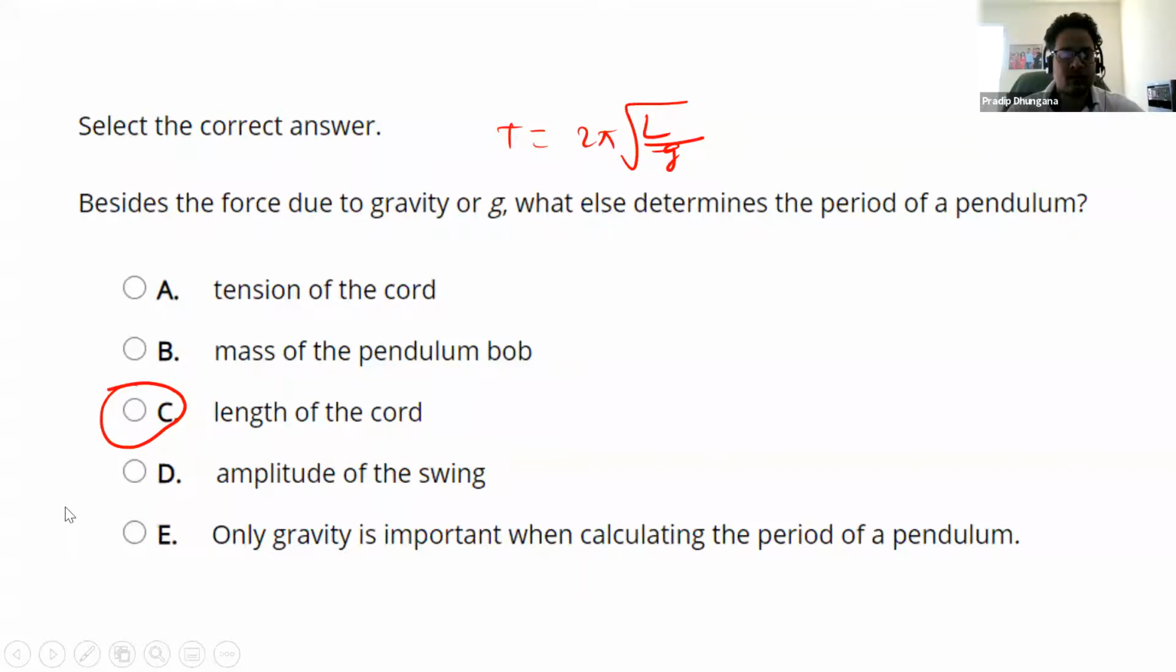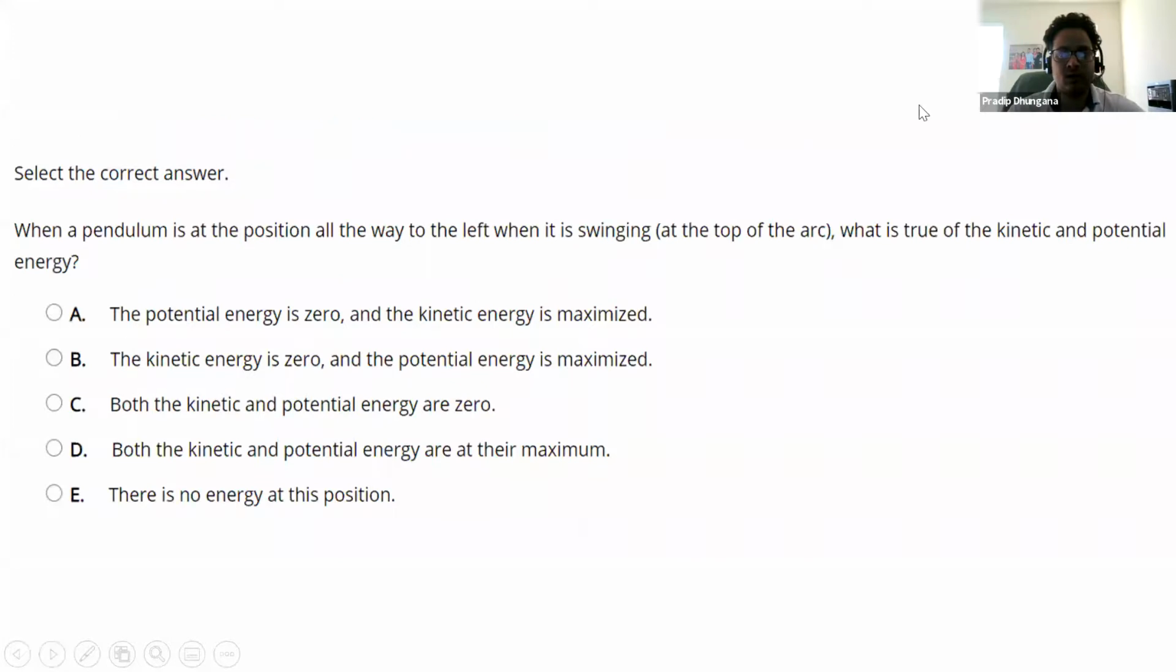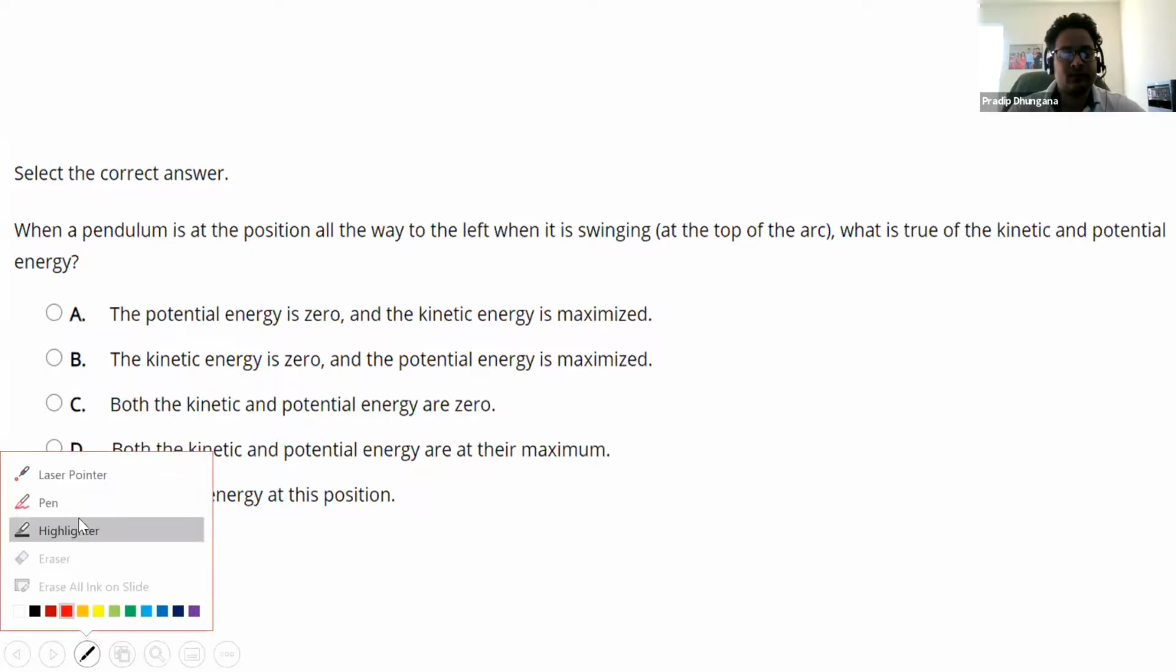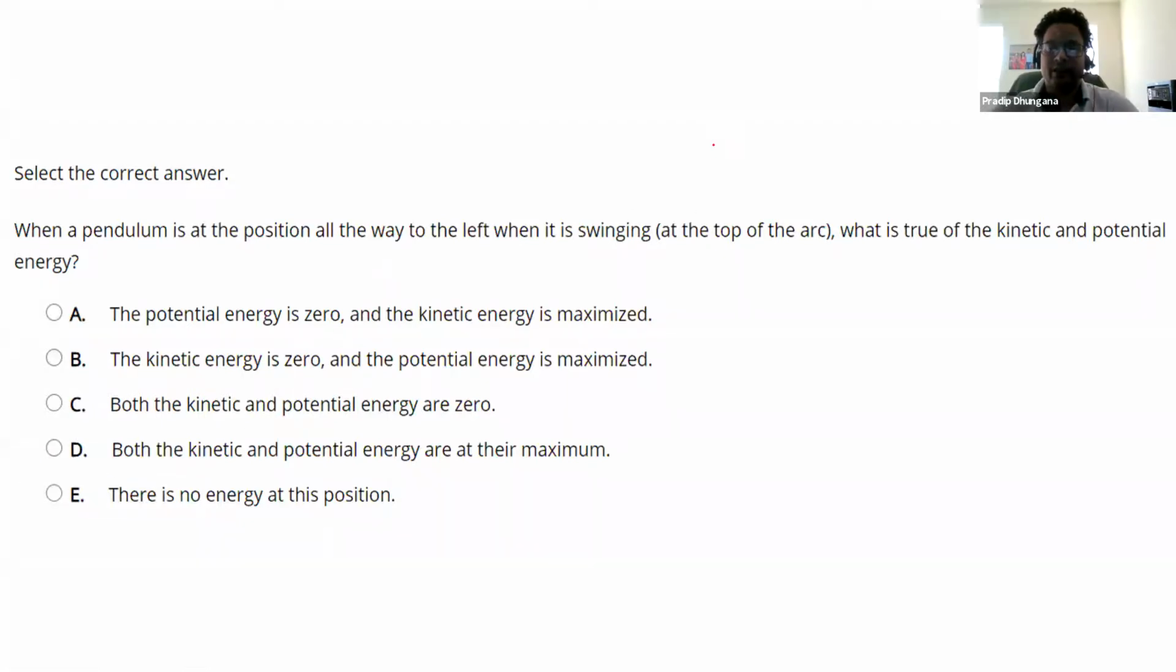Now let's work on the next question. The question is, when a pendulum is at the position all the way to the left, when it is swinging, what is true of the kinetic and potential energy? So think about when the pendulum is at an extreme position. Suppose this is the equilibrium position at the middle. Now the pendulum is here. A pendulum always goes back and forth like that. So suppose the positions are A, B, and C.